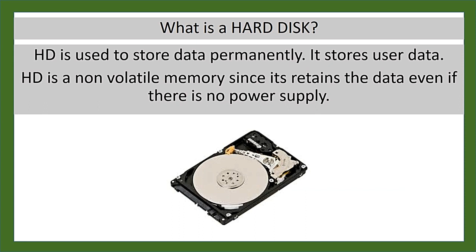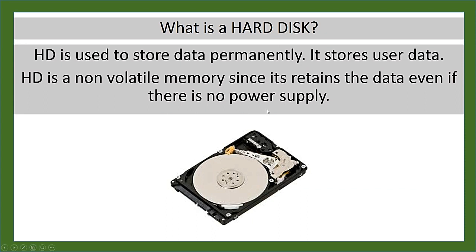ROM has a program that is permanently stored, and it is only used to read the program. You don't write anything onto the ROM. And hard disk is something that is used for the user data, the system programs, everything gets stored onto your hard disk. So that is a non-volatile memory. ROM is also non-volatile. RAM is a volatile memory, right? So hard disk retains the data even if there is no power supply.